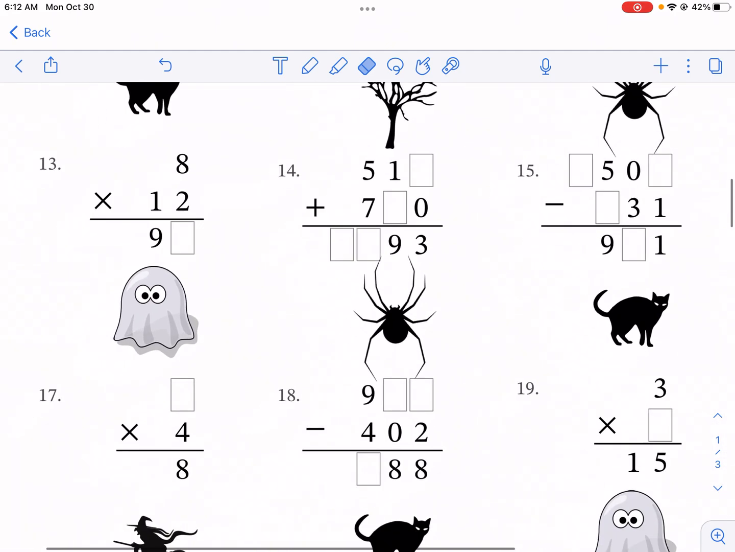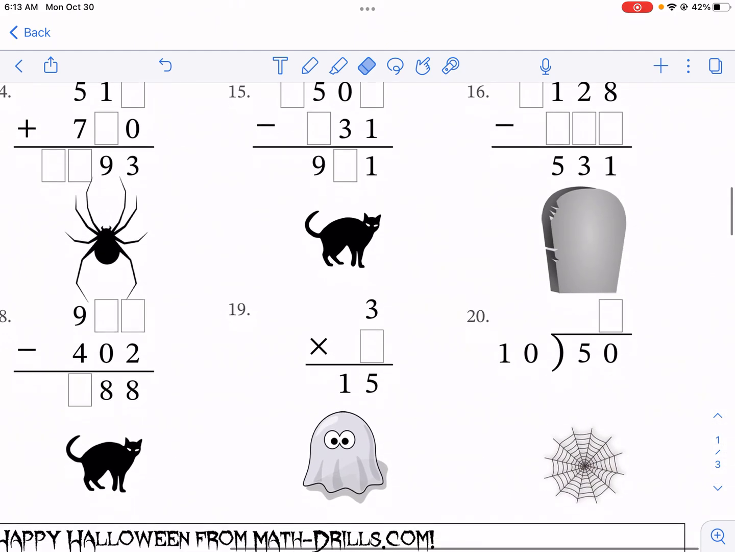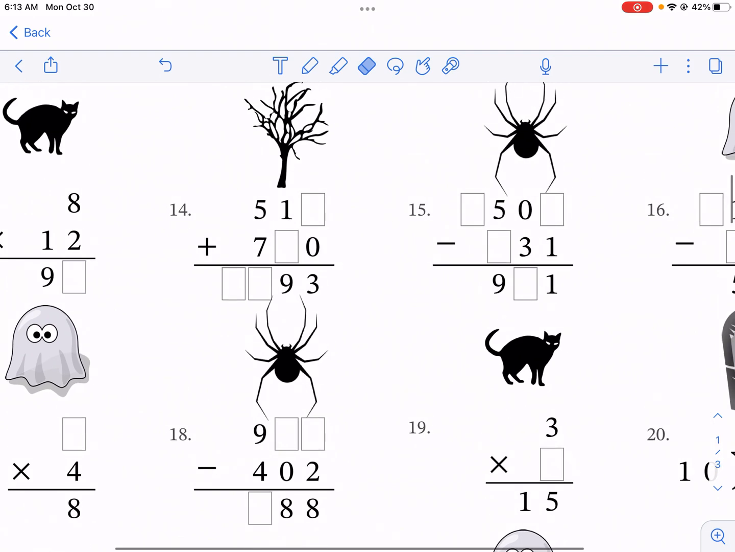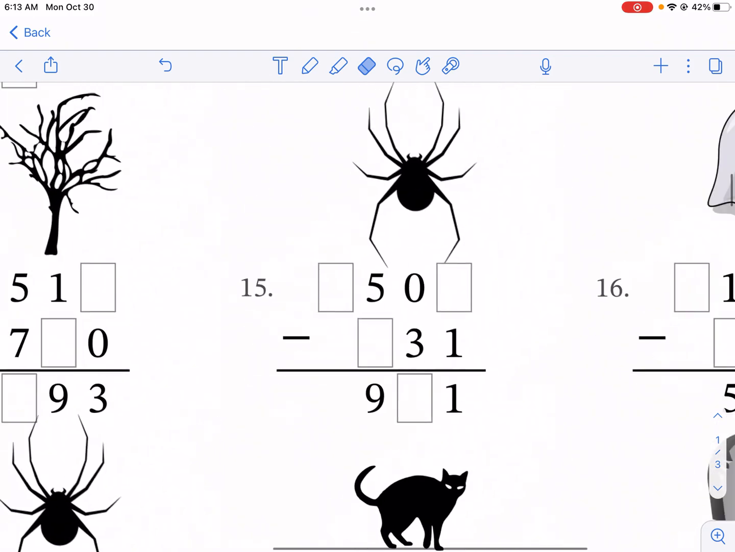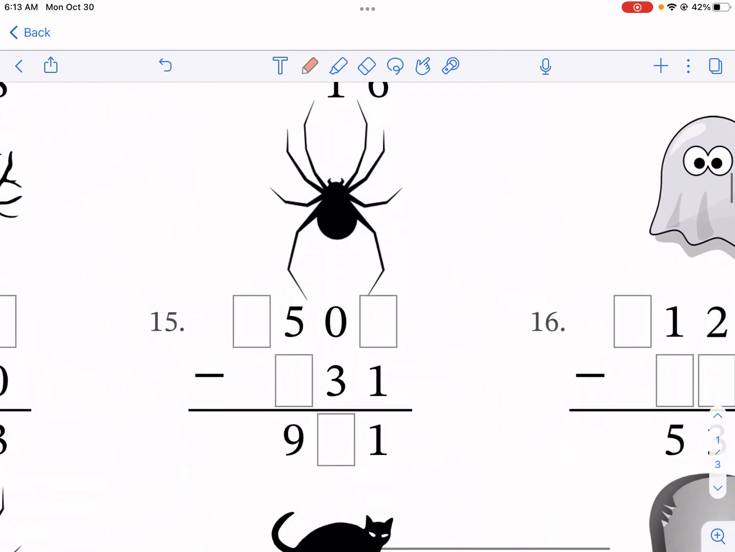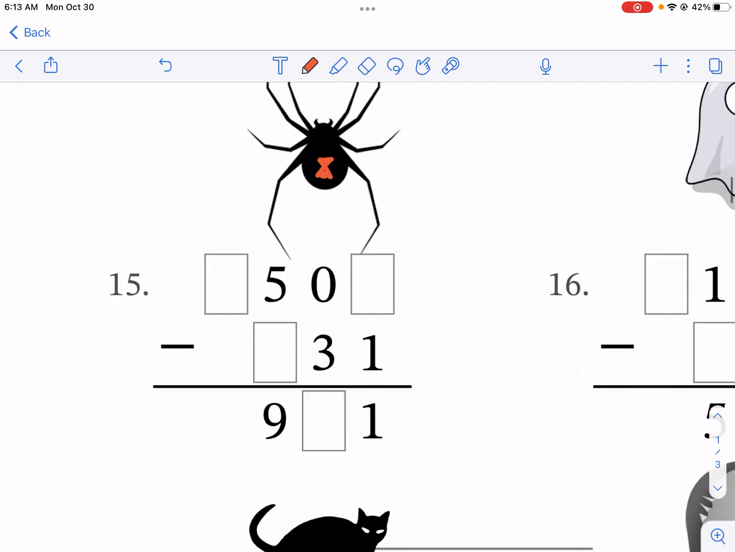Multiplication, you guys can do that. Let's do another subtraction problem and call it good, okay? These are all kind of tricky, but not impossible. So let's move on to this kind of another spider here, okay? Another black widow. You can go ahead and color it in. Makes it look cooler. All right.